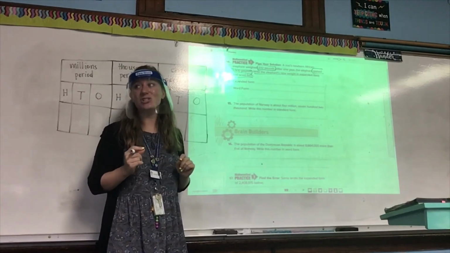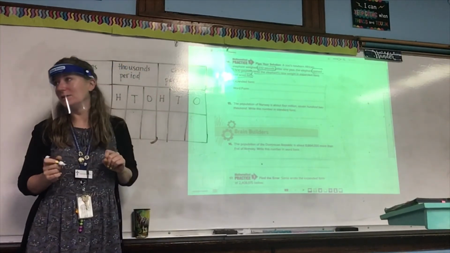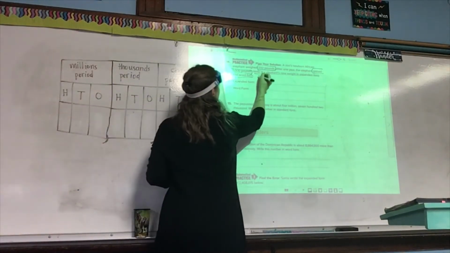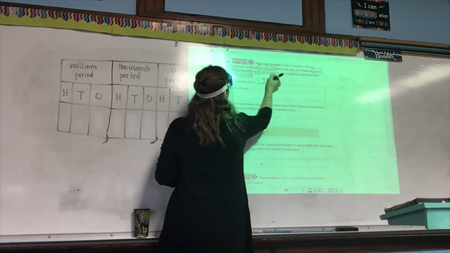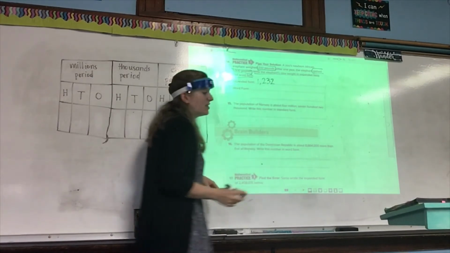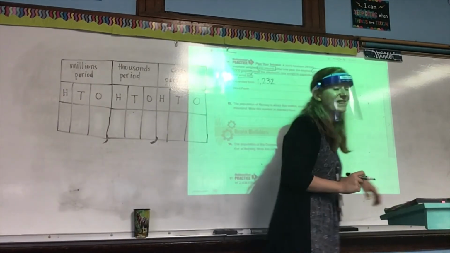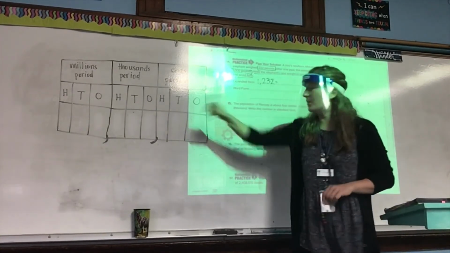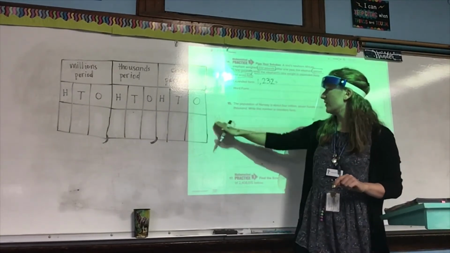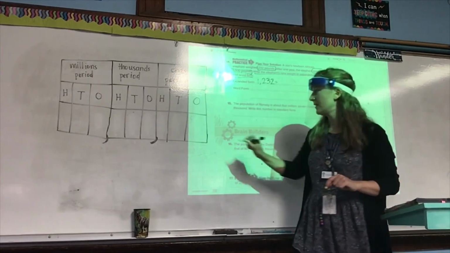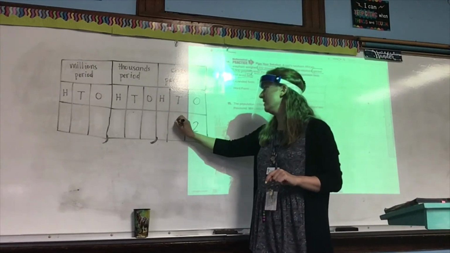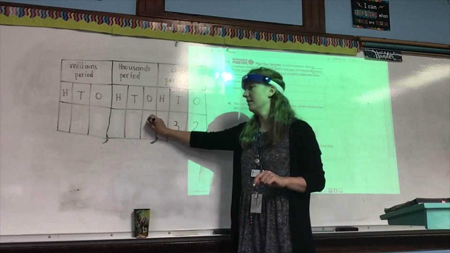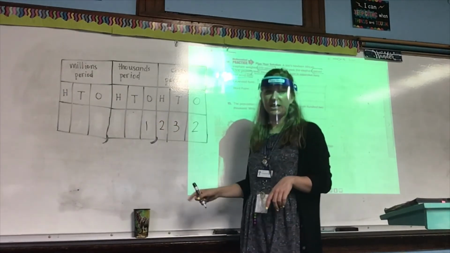So, Victoria, how much does the elephant weigh now? 1,232. Good. 1,232 pounds is its new weight, not 1,000. So Victoria, let's write this number in our place value chart. We're going to start on the right with what digit? 2, then 3, then 2, then 1. So let's start our problem.